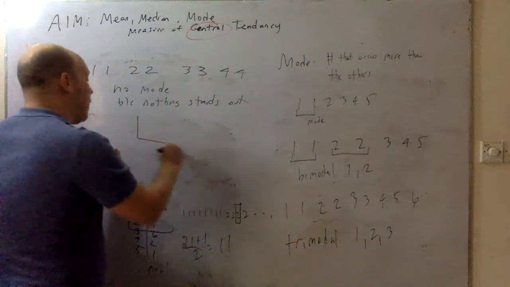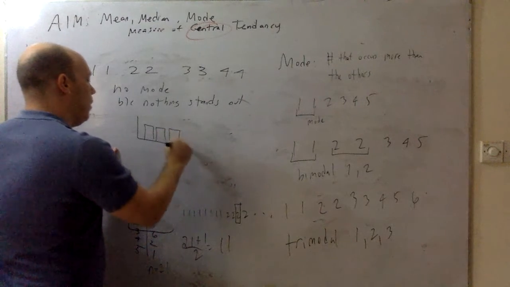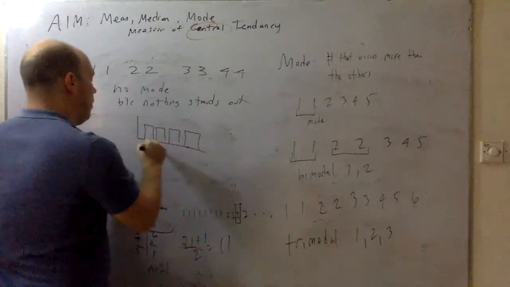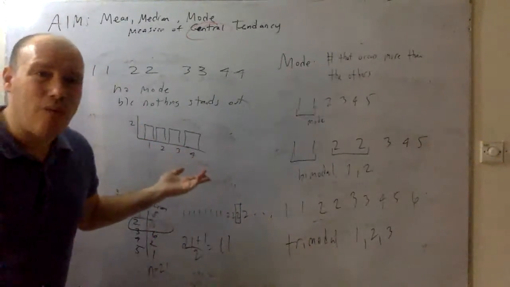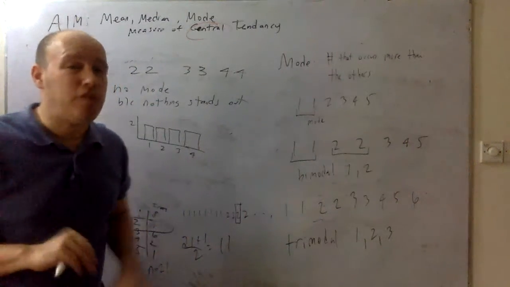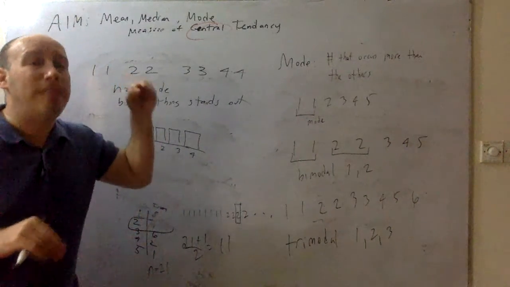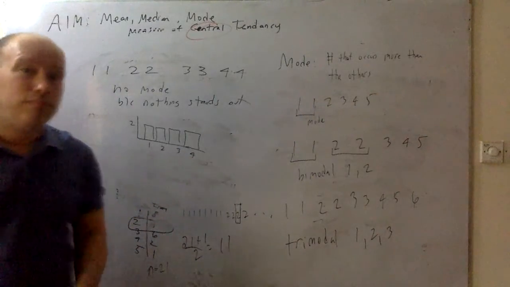And if you look at your chart, if you made a bar chart, here's 1, 2, 3, 4, and you ask what stands out. You go, well, nothing stands out, therefore there's no mode. Something has to be bigger than the others. If not, there's no mode.